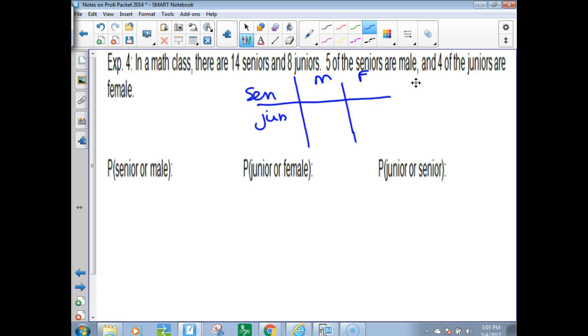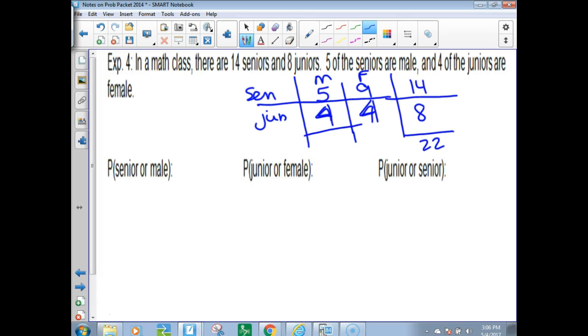There are 14 seniors, that's your total, and 8 juniors, okay, which gives me a total of 22 kids. 5 of the seniors are males, which would make 9 of them females. 14 minus 5 is 9. And 4 of the juniors are female. Oh, my pen stopped working here. There we go. That's a 4.